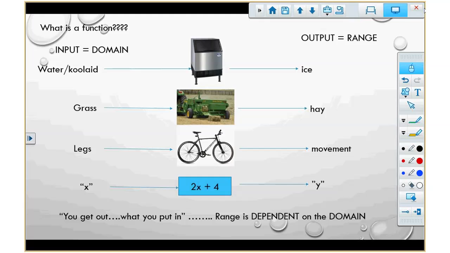That is a function. It's just like a hay baler. It's just like all these things above. You put something in it, you get something out of it. What you put in it, you get out of it. Range is dependent upon the domain. The only thing that affects the domain is the teacher or the directions or the problem. Okay?